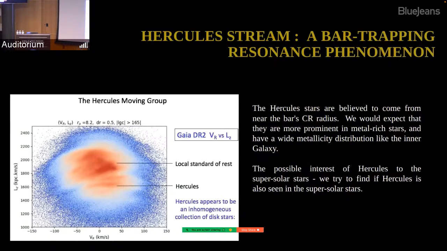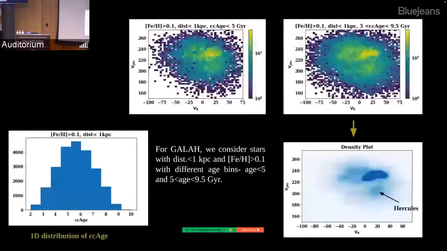Our possible interest of Hercules in the supersolar stars is to find if Hercules is also seen in the supersolar stars. Here are a few of my plots for velocity distribution with V_R on the x-axis and V_phi on the y-axis, for stars with distance from the Sun less than 1 kpc, [Fe/H] greater than 0.1, for different age bins. In the top right plot, we can find Hercules moving similarly to the other field stars in the solar neighborhood, and this bottom density plot depicts the same more clearly.